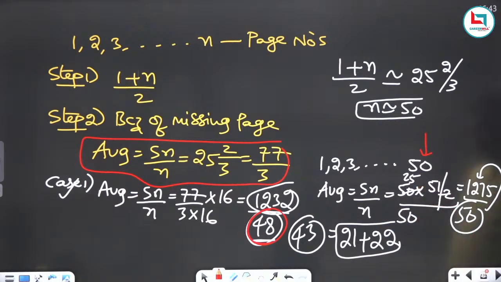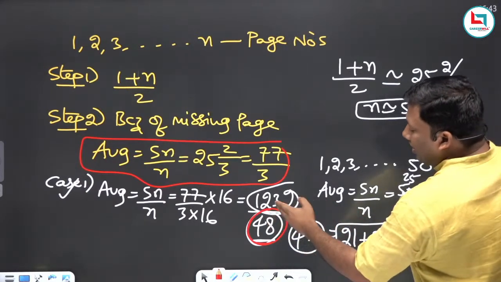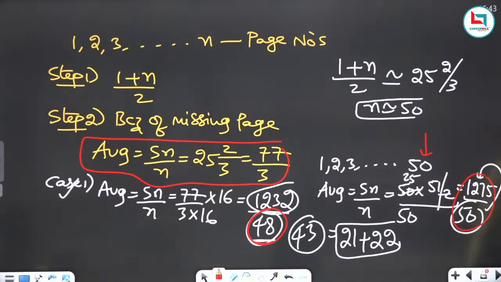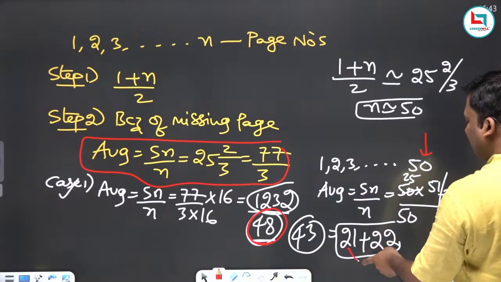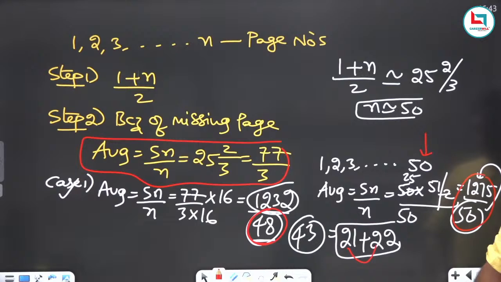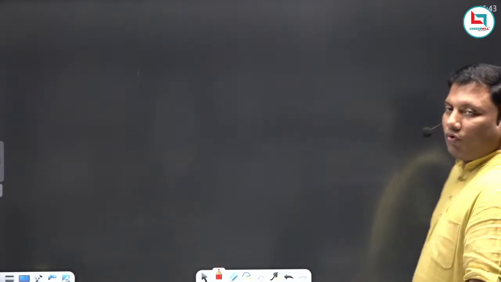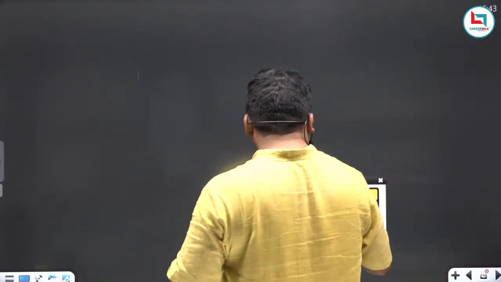Average is Sn by n, so 1275 by 50. There are 50 page numbers whose sum is 1275, and 48 page numbers whose sum is 1232. That means how much is missing? 43. 43 can be written as consecutive page numbers 21 and 22. Sir, what if it is greater than 50?